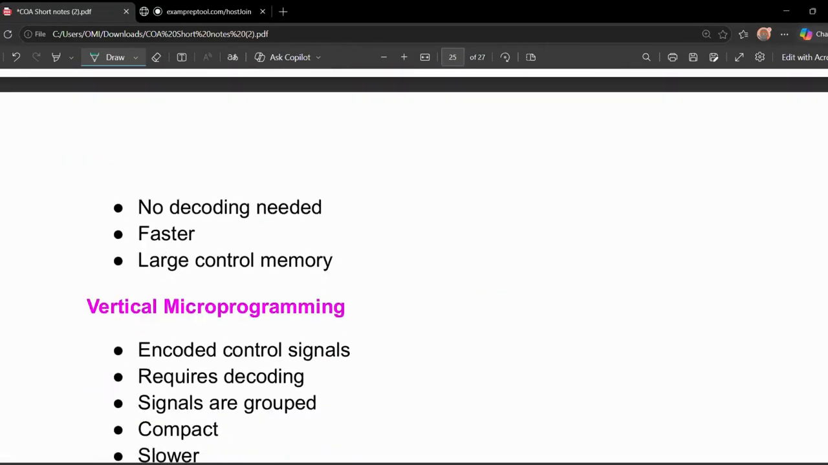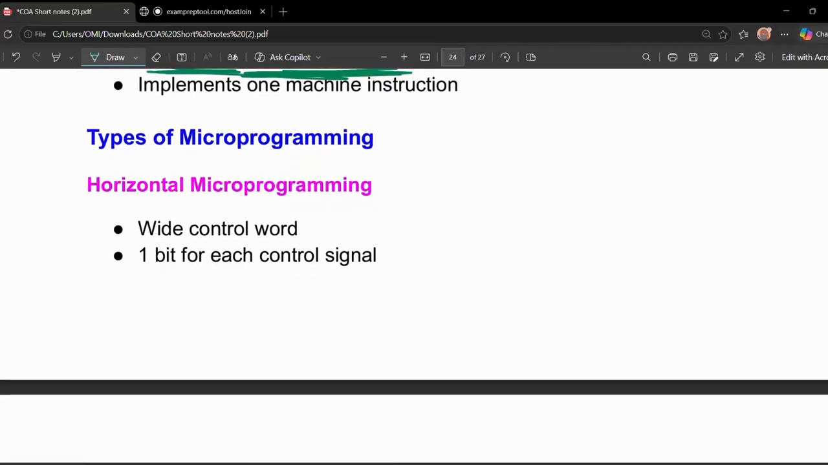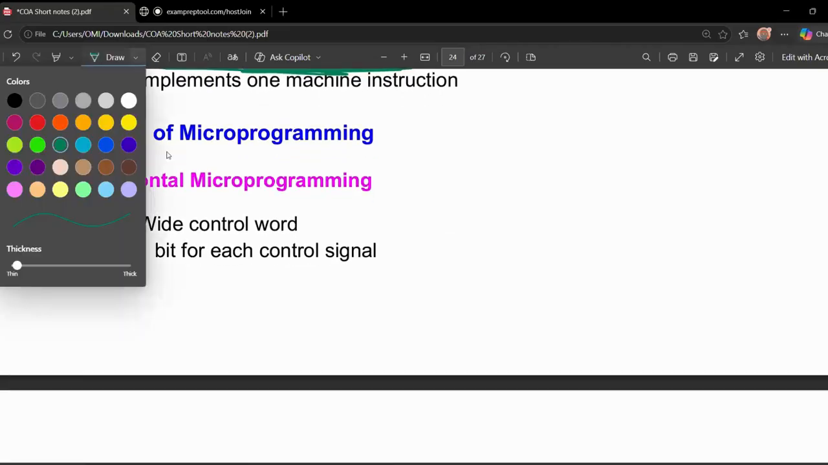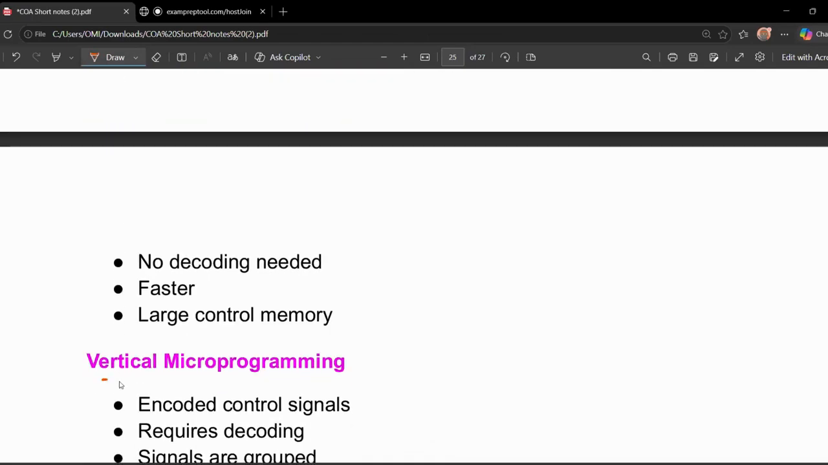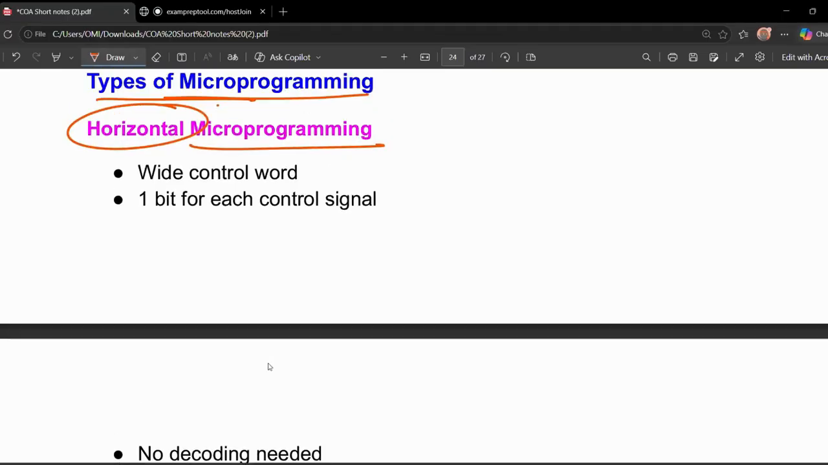Now we will see the types of microprogramming. There are two types: first is horizontal microprogramming, and the second is vertical microprogramming.